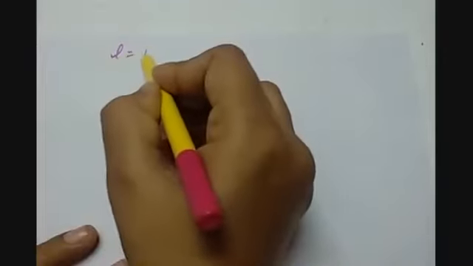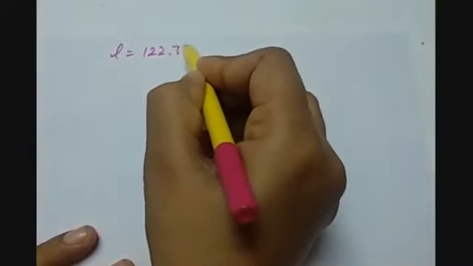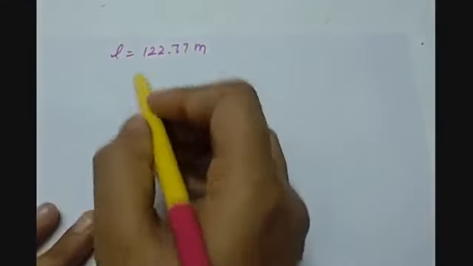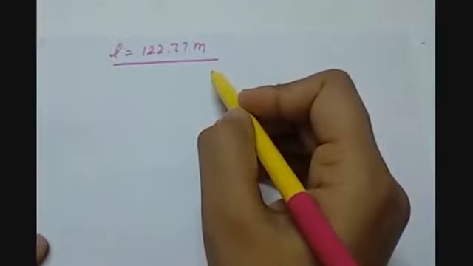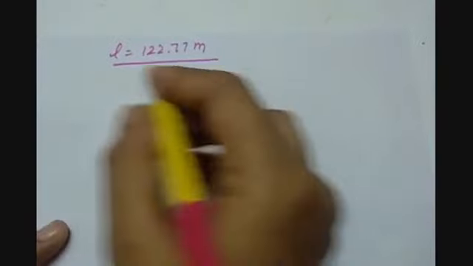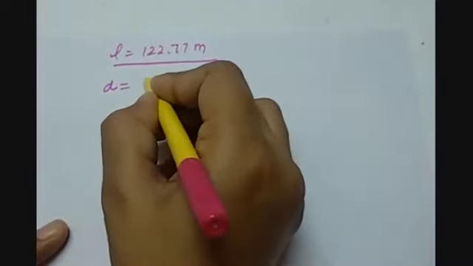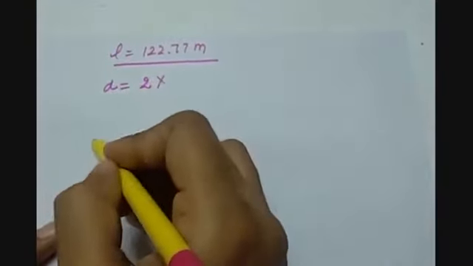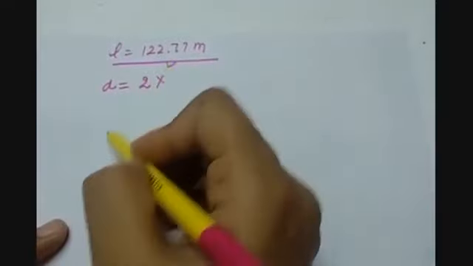It comes out to be 122.77 meters. This length will remain the same for the double diameter wire as well. Only the diameter is doubled and the length remains the same.